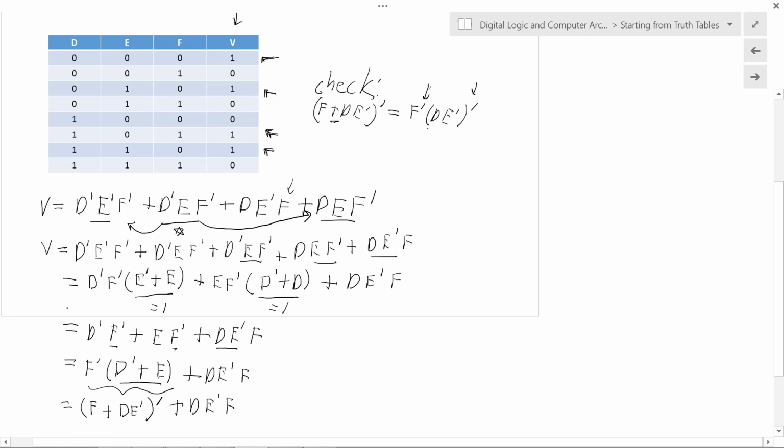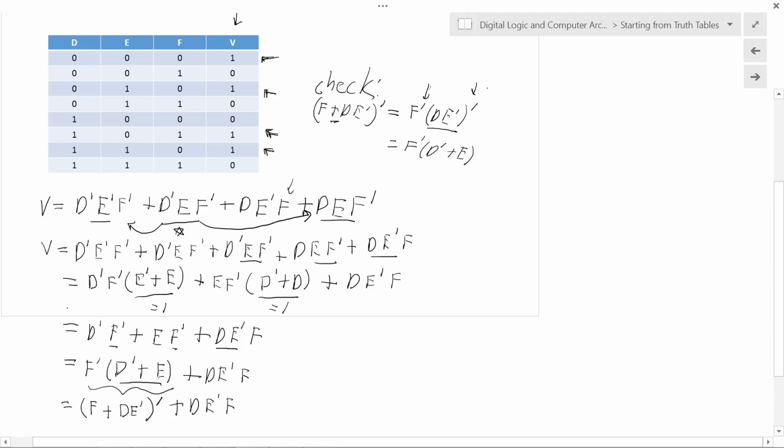We can also apply De Morgan's law a second time here. So we have F prime ANDed with, here, and now we have F prime ANDed with (D prime OR E) quantity. This is what we started with in the first term here, so it checks.